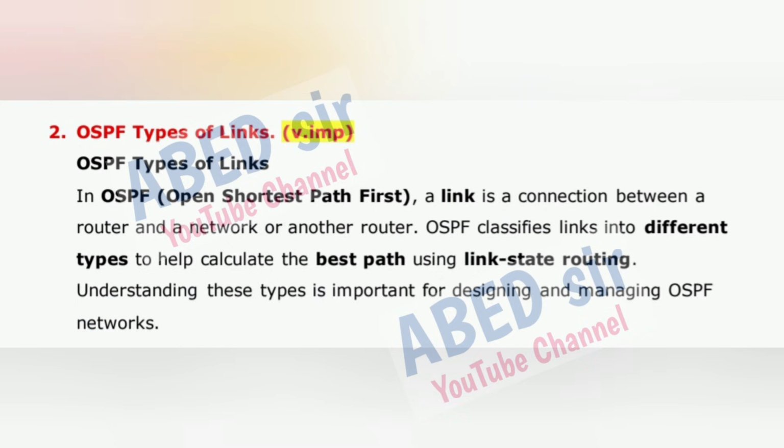Next important long question is 2. OSPF types of links. In OSPF, Open Shortest Path First, a link is a connection between a router and a network or another router. OSPF classifies links into different types to help calculate the best path using link state routing. Understanding these types is important for designing and managing OSPF networks.